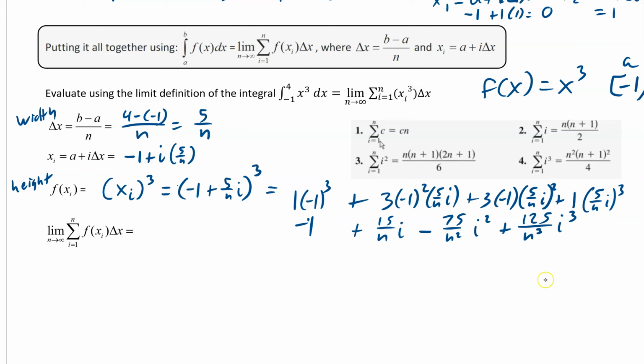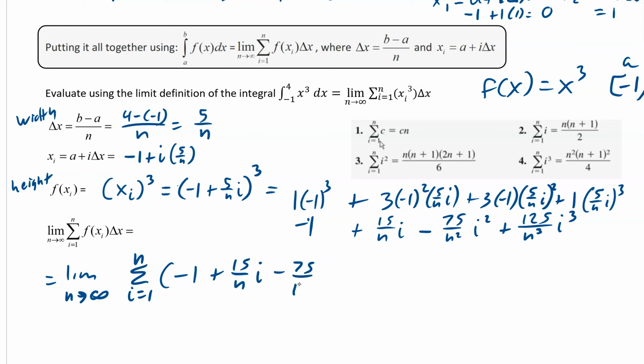Okay, now we have everything we want. We have our width, and we have our height. So if you just think about it, all we're doing here is taking and adding up all of the areas of those little tiny rectangles. So width times height. So we're taking our height, multiplying it by our width. And so we end up with this, the limit, as n approaches infinity, of the sum of i equals 1 to n. And then we can plug in our f of x sub i. So that's our -1 plus 15 over n i minus 75 over n squared i squared plus 125 over n cubed i cubed, like that.